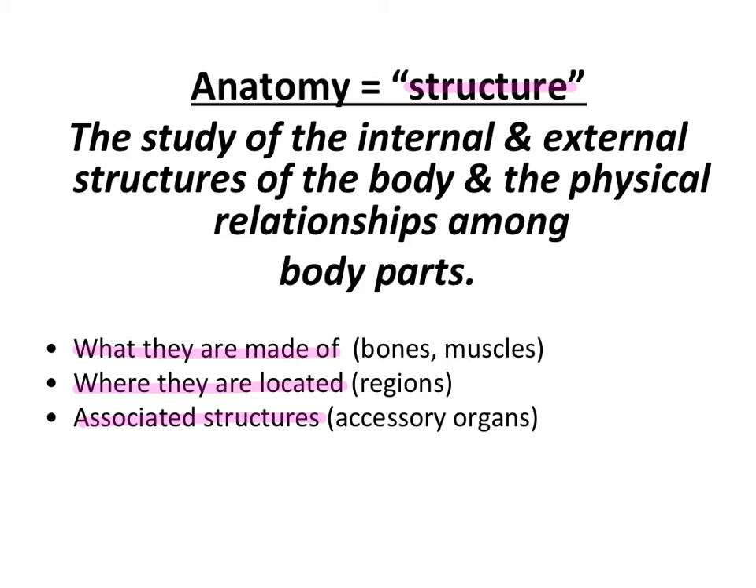Next, we're going to get started with our second objective, the definition of anatomy and physiology and how they're related. Anatomy has to do with structure or form. It's the study of the internal and external structures of the body and the physical relationship among its parts. It includes what they're made of, for example, bones and muscles, where they're located. That includes regions of the body. And finally, associated structures, which includes the accessory organs.